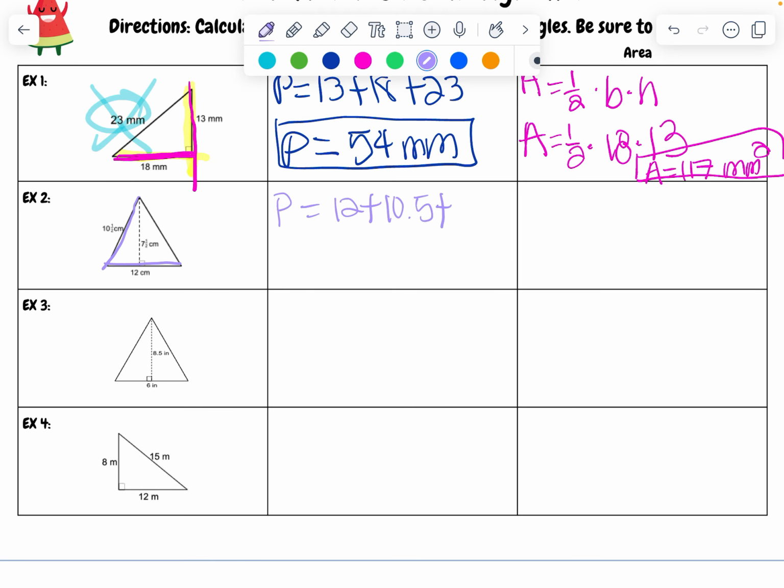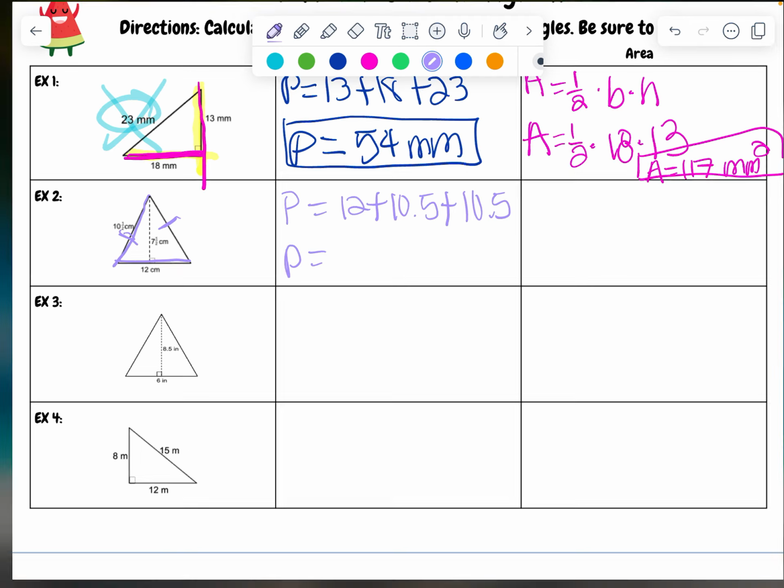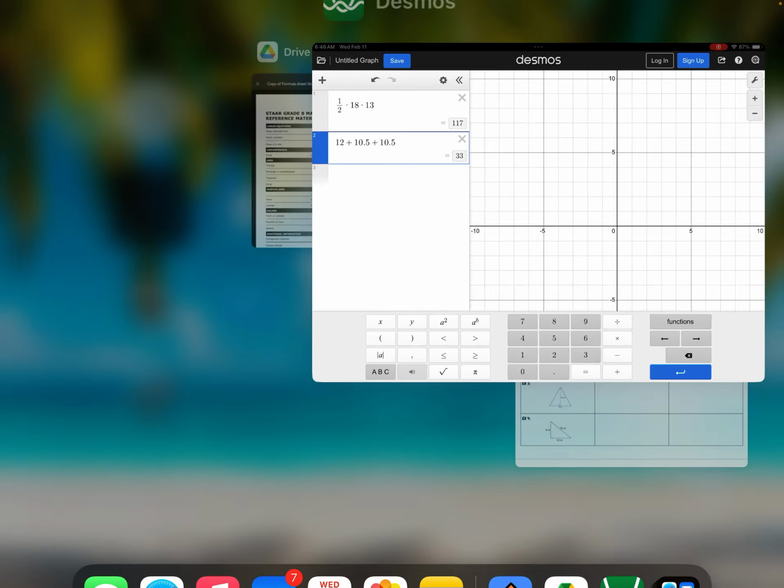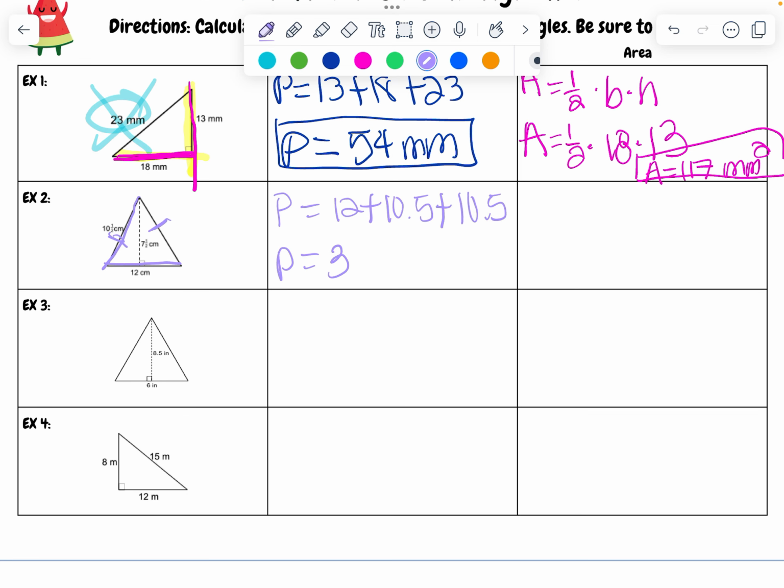And then notice that this one doesn't have it labeled. So that means that this is congruent to this. So then this is also going to be 10.5. Okay, so I'm going to put all those numbers in decimals, and I'm just going to add them up. So I'm going to do 12 plus 10.5 plus 10.5. So the perimeter to this triangle is going to be 33.